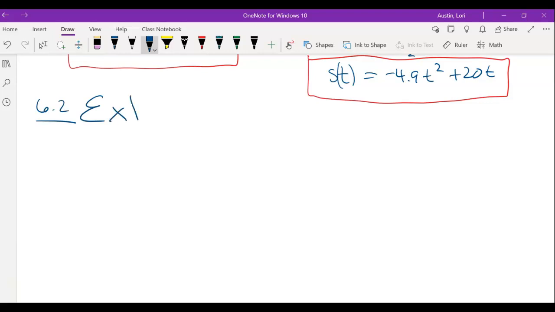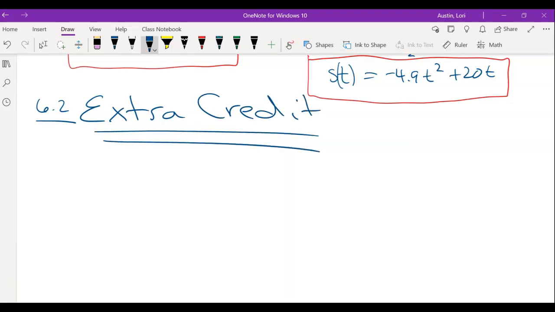Here you go. Now you all know what the extra credit is, right? It is the area between two curves.